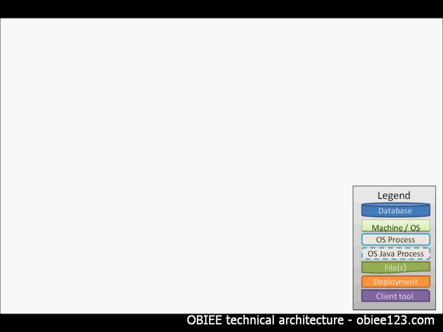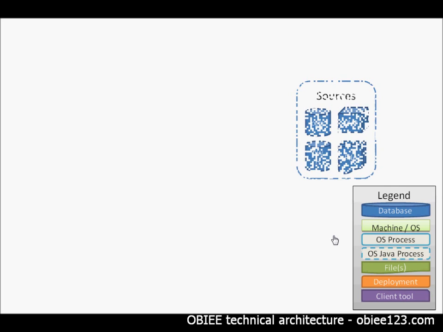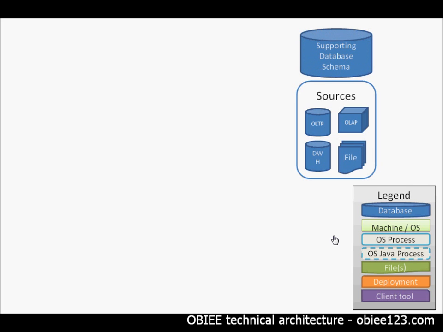This video is about OBIEE's architecture from a technical point of view. We're going to build up this picture step by step, and the first thing that's obviously available is the sources, the source systems that provide the data for any kind of content in OBIEE. The OBIEE architecture needs a supporting database schema. This can be stored in any relational database, and it contains some supporting information for some of the tools.